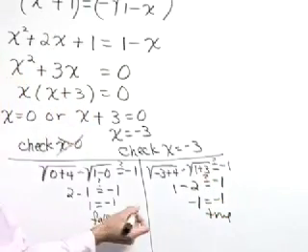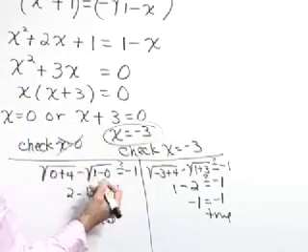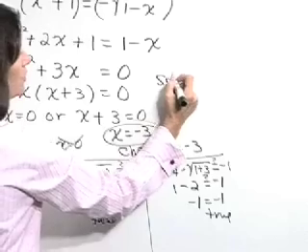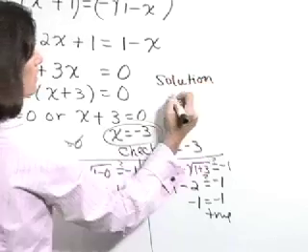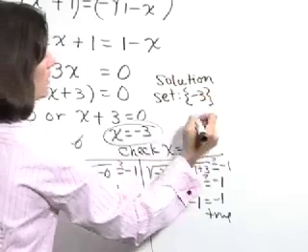Okay, so we've got one solution to this equation. It is x equal negative 3. Let's write then that the solution set is negative 3.